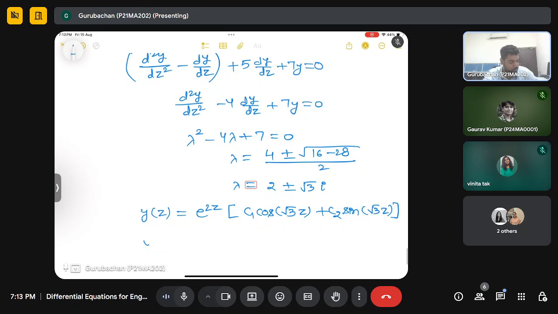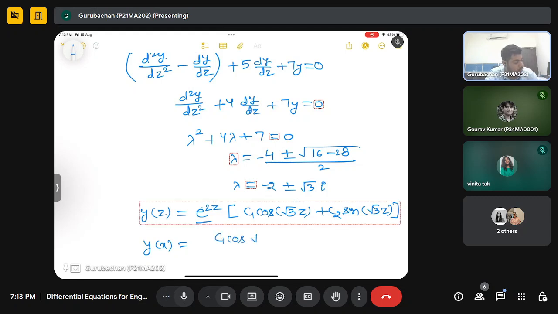Now since we have substituted e to the power z as x, or you can say sorry, here okay, correct. There is a sign, this will be plus 4, and this will be minus 4 minus 2, it will be minus. So we will put this z as ln x. So you will get this as 1 by x square and c1 cos under root 3 ln x.